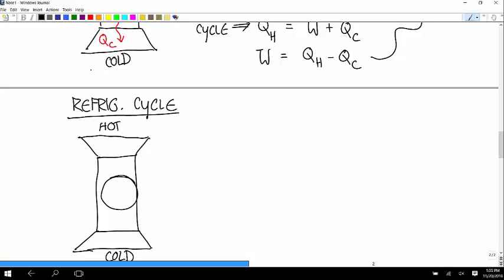Well, refrigeration cycle, I think a better way to think of it is, where do you put the vegetables in the refrigerator in this system? And so what we're trying to do is pull heat out of the cold reservoir, pull heat away from the vegetables to make them colder. And so the heat transfer goes from the cold reservoir to the system. So QC is this direction.